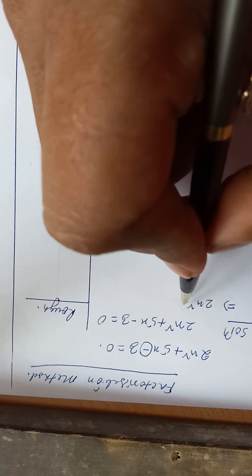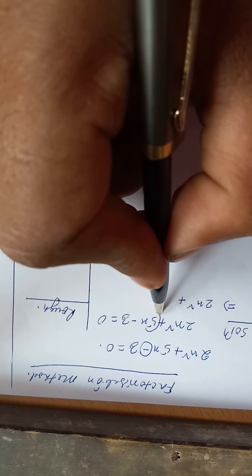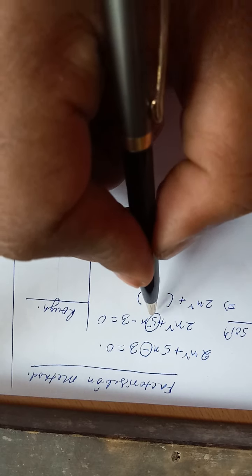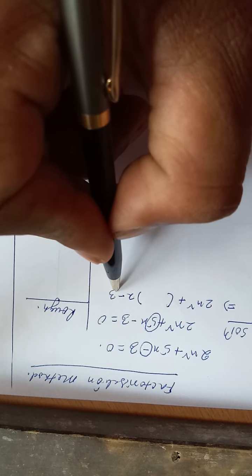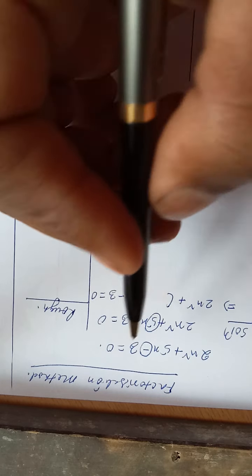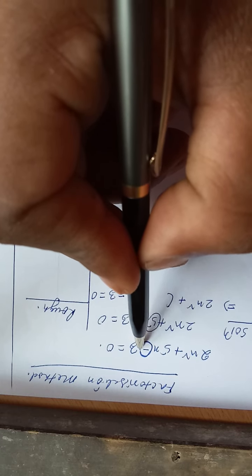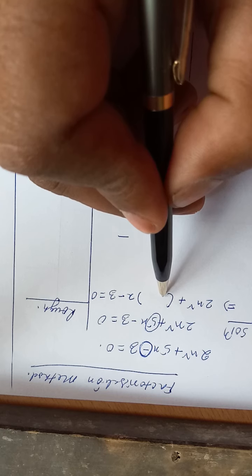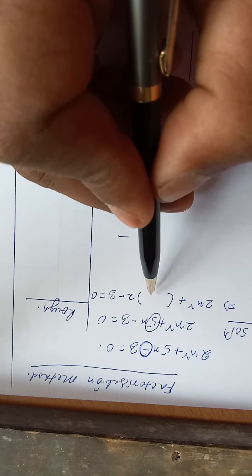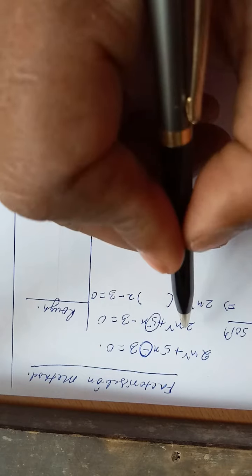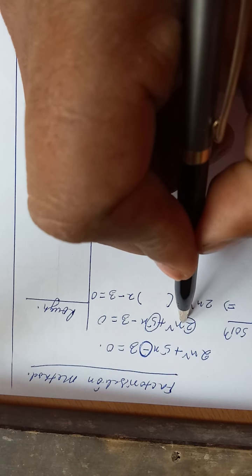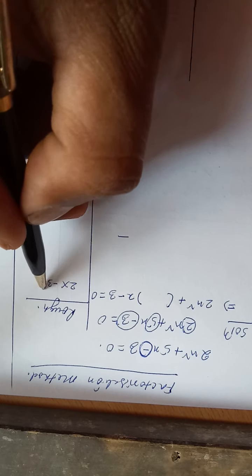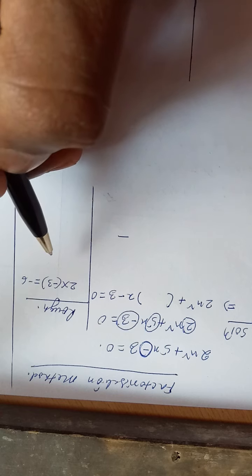This implies 2x square plus, this term to be split into two numbers, so this place is kept for 5x minus 3 is equal to 0. Here this sign is negative, so whatever numbers we write instead of 5, one number will be positive and one number will be negative. Like the previous one, first of all, we multiply the coefficient of x square by the constant term, that is 2 into minus 3, we get minus 6.